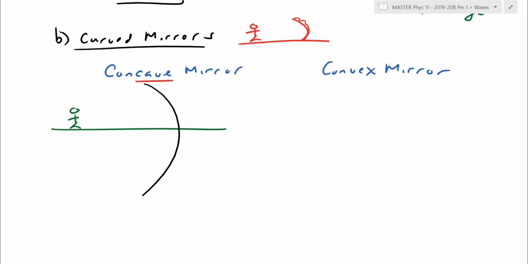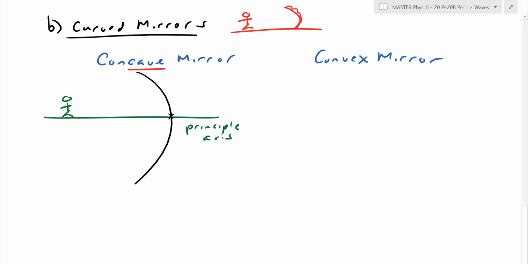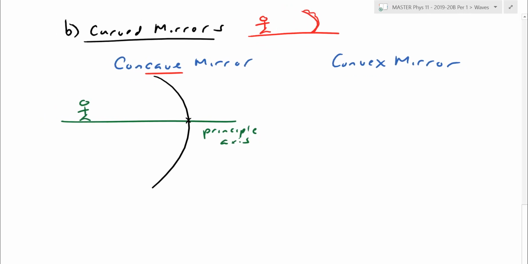A couple more terms for you here. We're going to call this middle axis, this middle part where it actually interacts with the mirror, the principal axis. This is the main axis that we're going to be measuring from. Depending on the curvature, how bendy this concaveness is, we're going to use a simplification. Let's imagine that it's perfectly circular, that this ended up making a nice circle. The center of that circle is going to be a point called C. We're going to call that point the center of curvature.